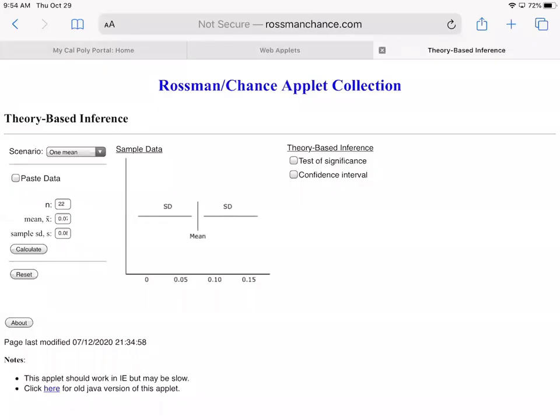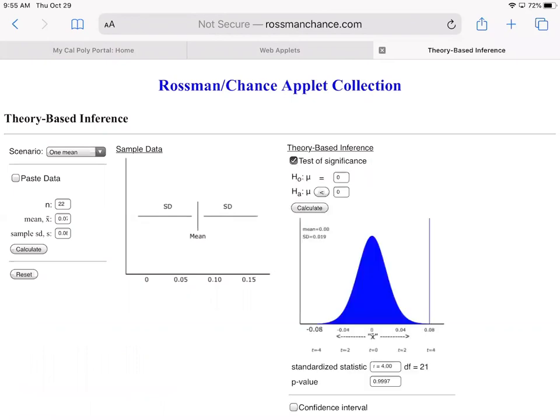So what have I done so far? I've plugged in our sample size, 22, and I apologize that you can't see the mean, x-bar, and the standard deviation of the sample, s, but it's 0.075 for the mean and the sample standard deviation is 0.088. So now what I want to do is the test of significance.